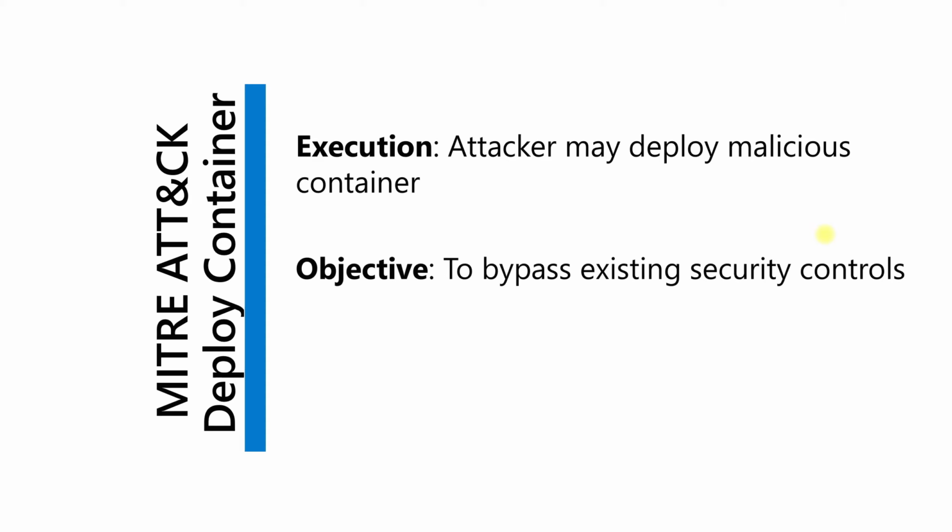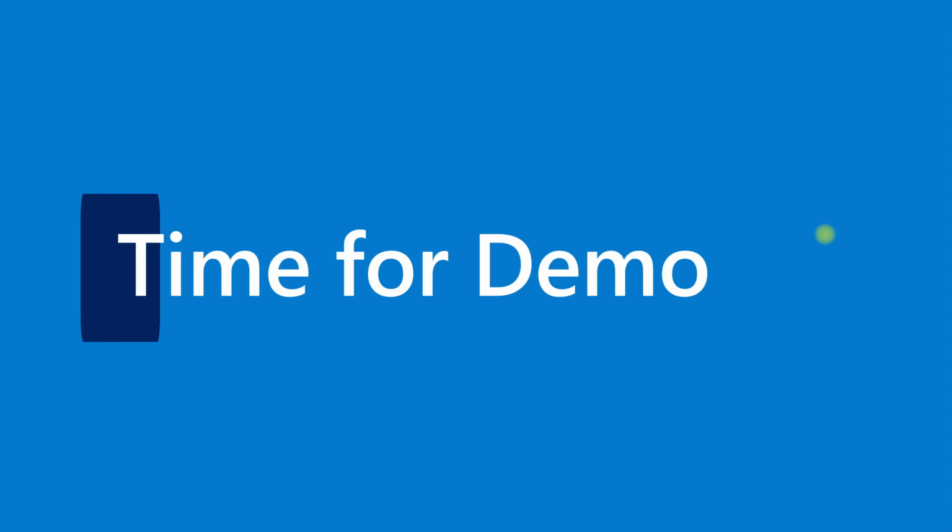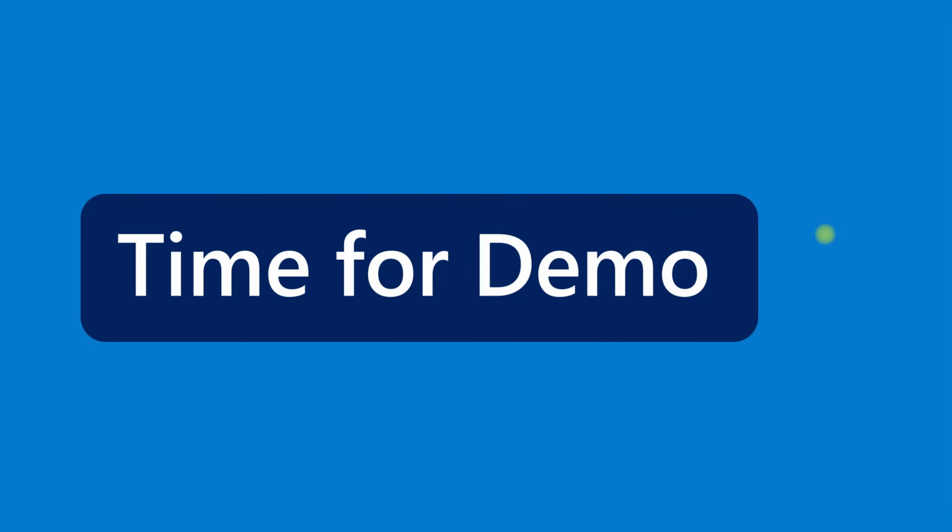The objective is to bypass the existing security controls. Most of the time it is to elevate privileges, to move from one node to another node and compromise the whole cluster. The means to achieve these objectives is using Kubernetes utilities, for example I'm using kubectl in this case, and they might also use the Docker start and create APIs to achieve these objectives. So it's time for the demo; let's see all of this in action.